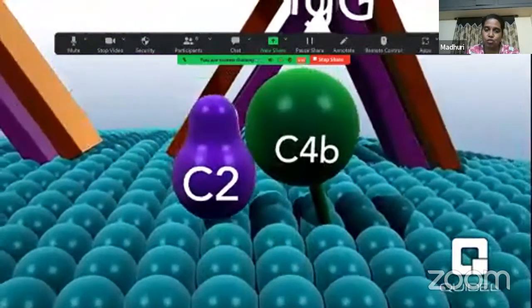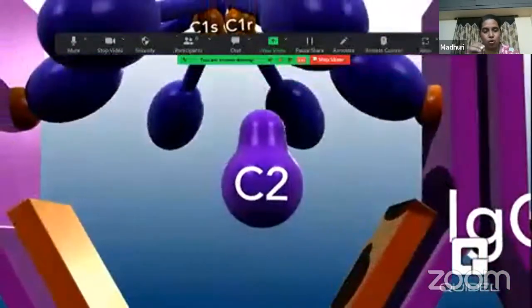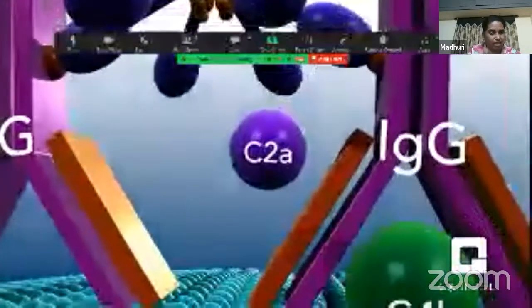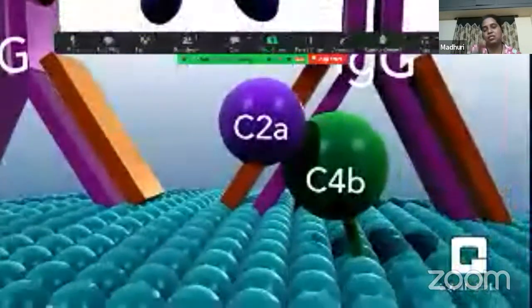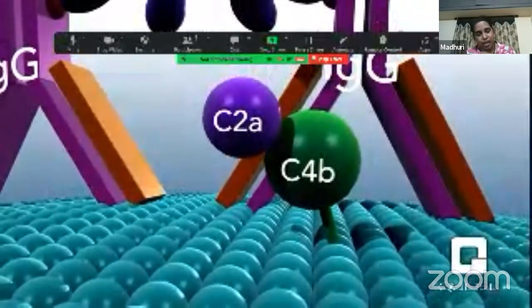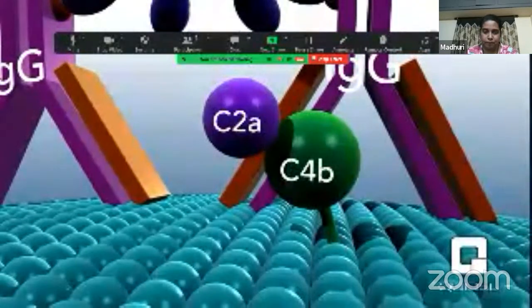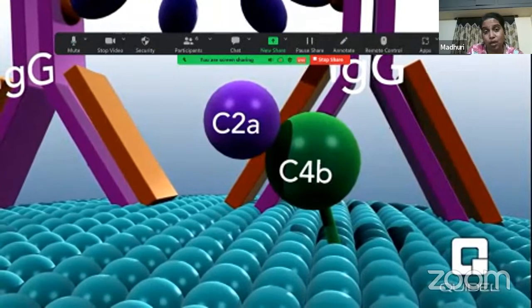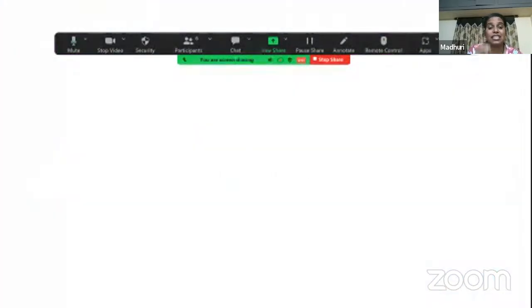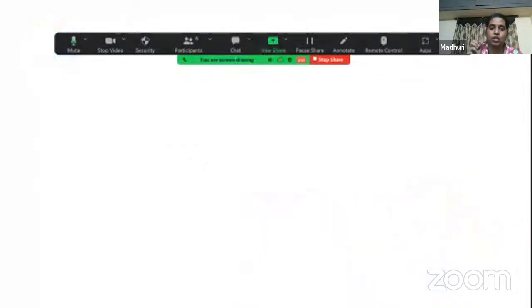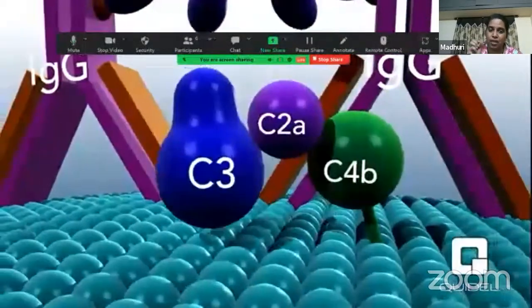The next one is C2. It again breaks open into C2a and C2b. C2a over here is heavier, so it comes and sits, attaching cozily next to C4b. So we have these two components sitting together. What is this called? C4b and C2a together are called the C3 convertase.